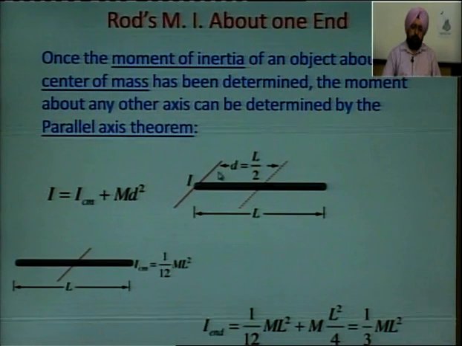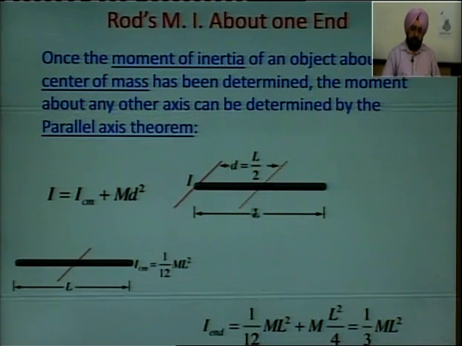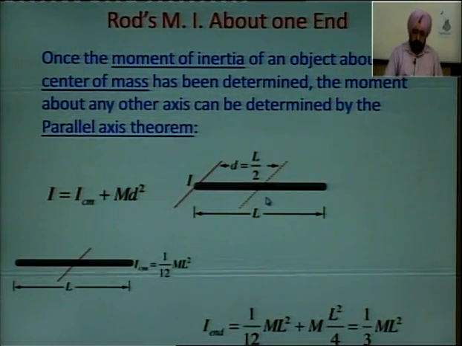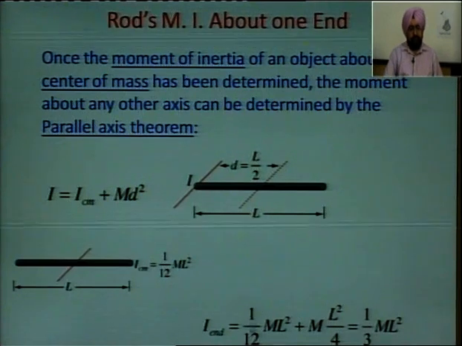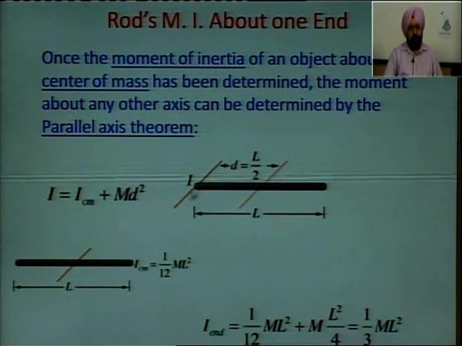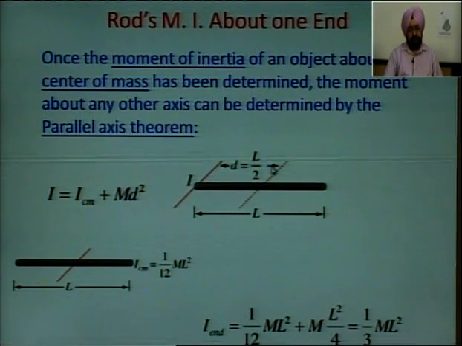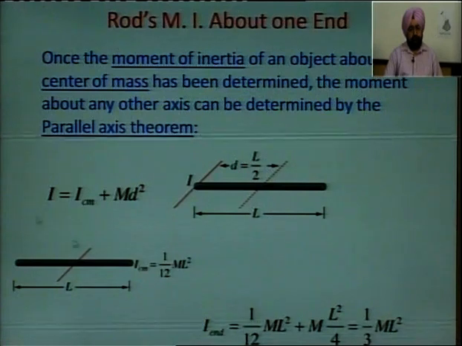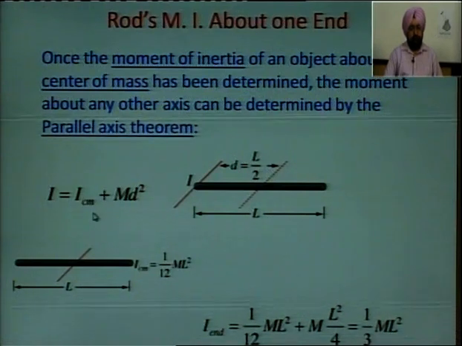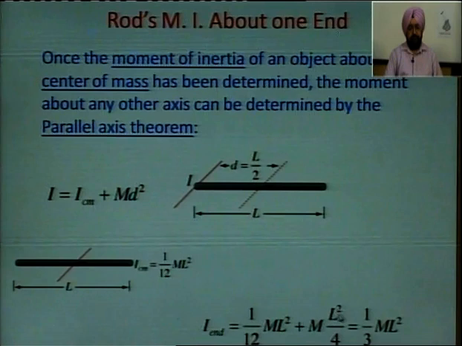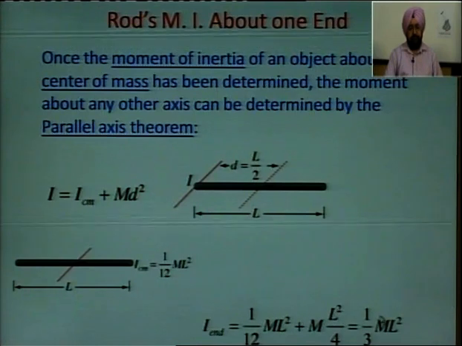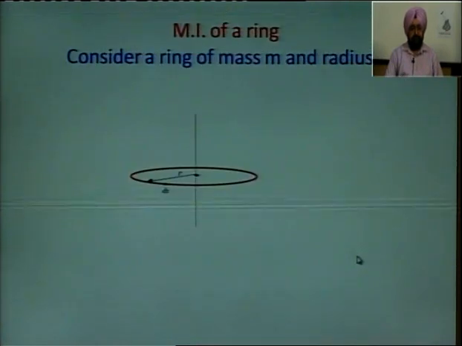If you want to find out moment of inertia about one end, here you use the theorem of parallel axis. Center of mass जो थानू पता लग गया moment of inertia, which is 1 over 12 into ML square. You want to find out moment of inertia through one end. Now, this distance is L by 2. So, it is equal to moment of inertia through the center of mass plus M into distance square. M into distance L by 2 square means L square by 4 gives you 1 by 3 ML square.